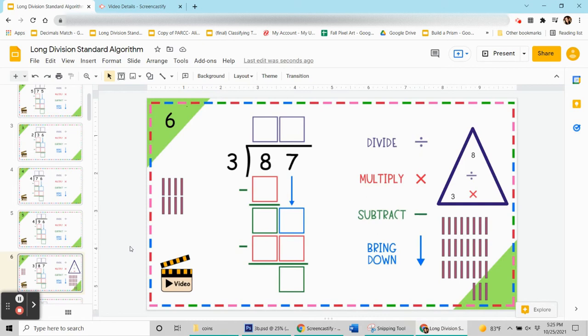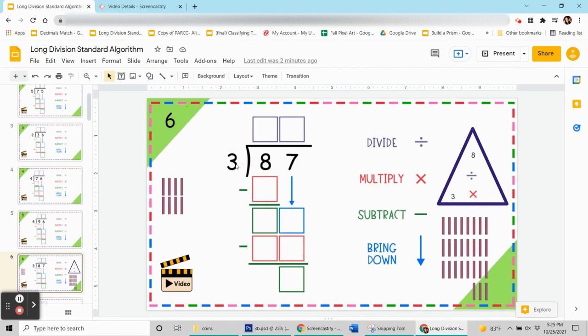So we are using the standard algorithm, and there are 4 steps, and they're over here on the right. Divide, multiply, subtract, bring down. And I remember it as DMSB. Does McDonald's sell burgers? And we follow these steps, and then when you get to the bottom, you come up and do this one again.